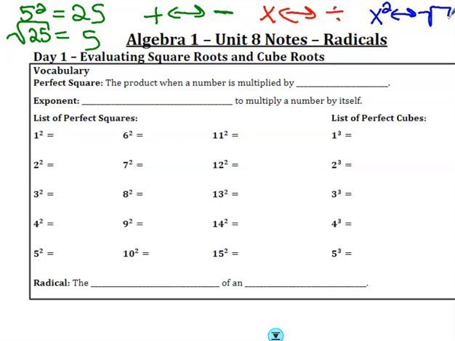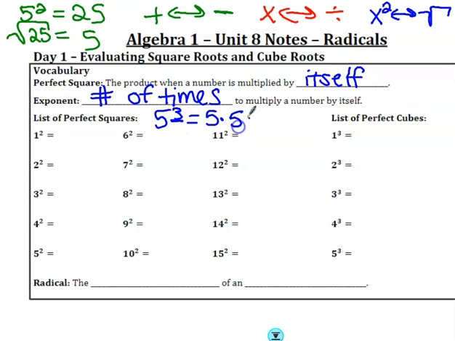The product when a number is multiplied by itself is called a perfect square. An exponent is the number of times you need to multiply a number by itself. So if you had 5 to the third, that would mean that you would multiply 5 by itself 3 times.